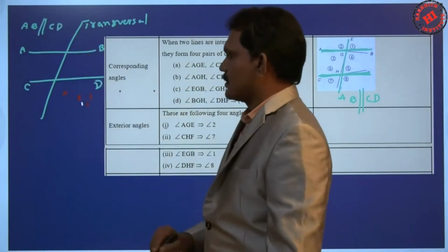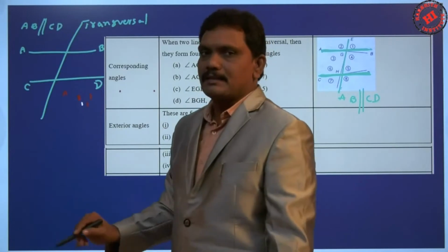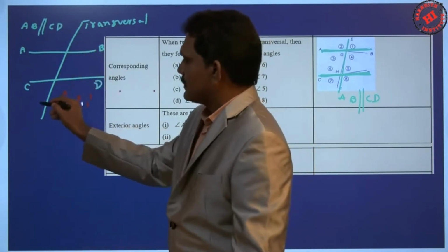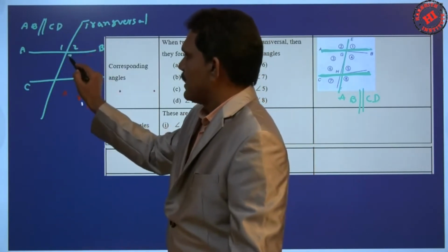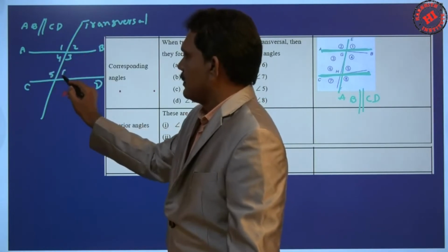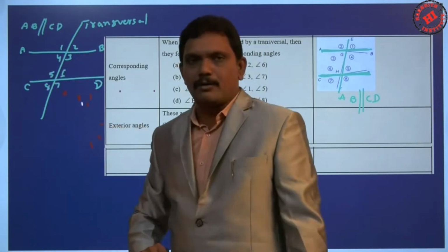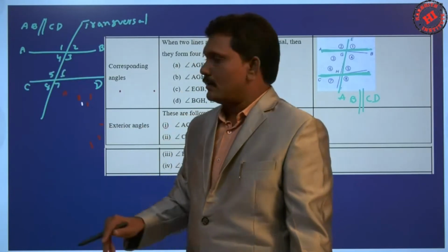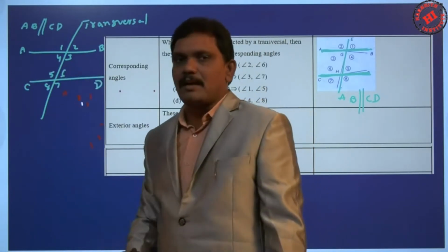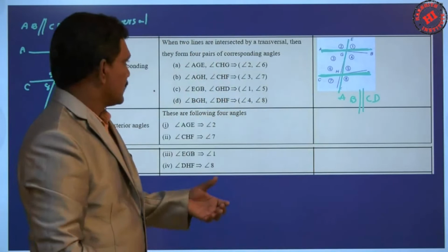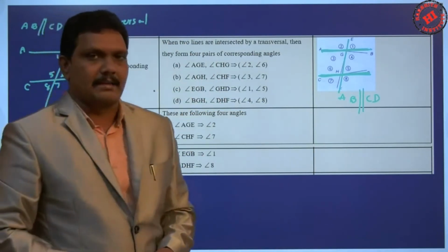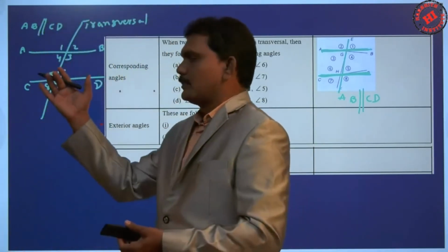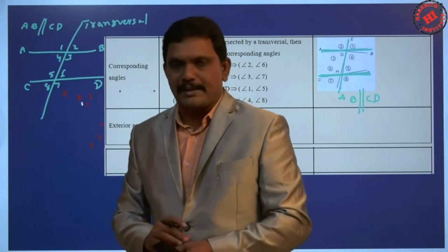When the transversal intersects the two lines, we have eight angles. Let them be 1, 2, 3, 4, 5, 6, 7, 8. These numbers have some specific identities and names. What are they? Corresponding angles. Which angles among 1 to 8 are called corresponding angles?